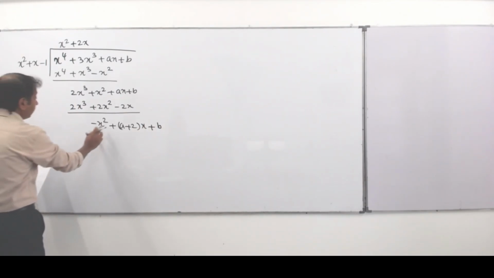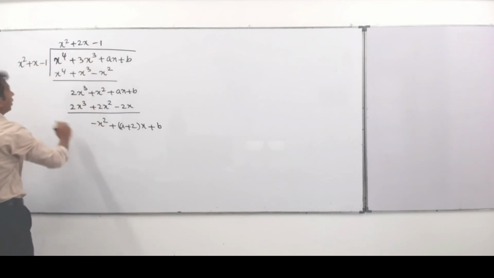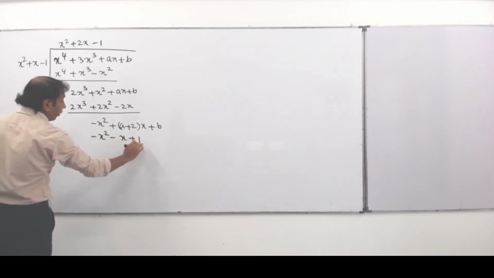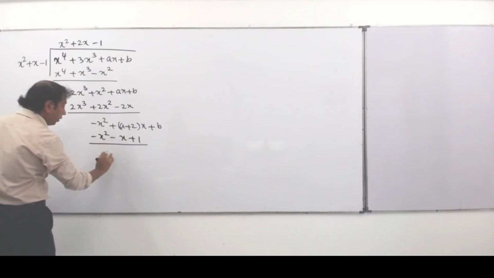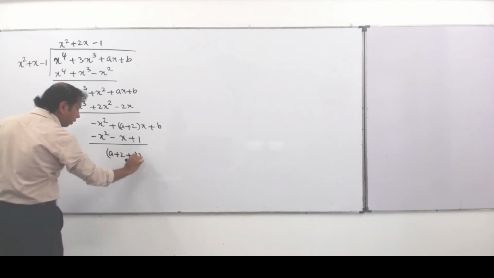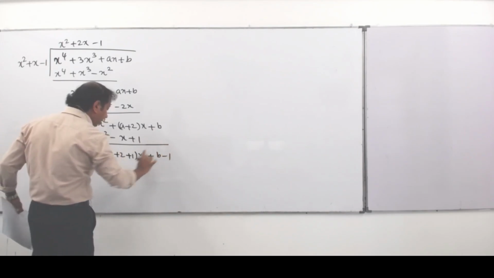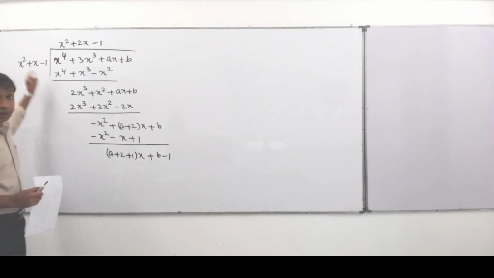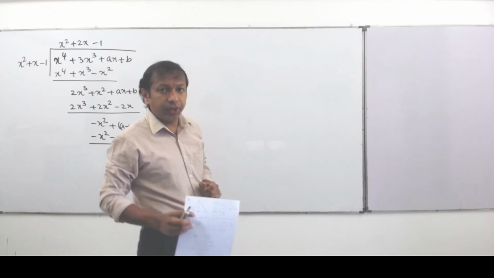Then finally we divide this minus x^2 by x^2. We get minus 1. By multiplying this minus 1, we get minus x^2 minus x plus 1. Then subtract this and this. Here we get (a + 2 + 1) times x, right? And b minus 1. So here the degree is 1, while the degree of the divisor is 2. So therefore we don't divide any further. Right? Now we have finished dividing this.